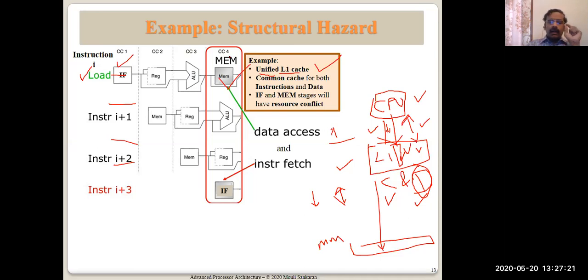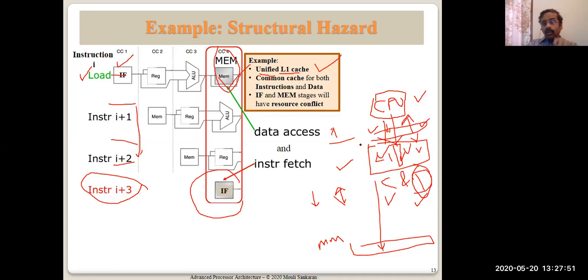But all of you know, during the pipeline stage, when one instruction is in the memory stage, 3 instructions behind, instruction I plus 3 will be in the fetch stage. That means it is trying to fetch a new instruction from the instruction memory, which also happens to be in the cache. I have only one bus.